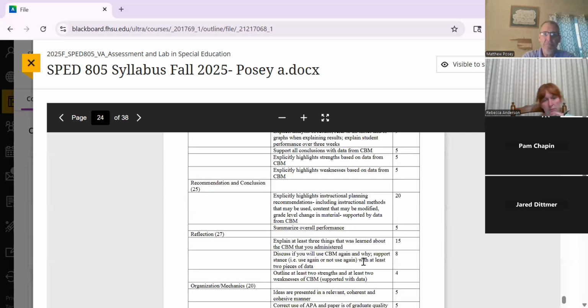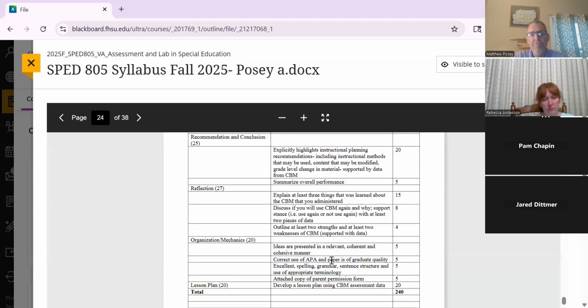Next section, again, you're familiar with it: recommendations and conclusions. You're going to highlight some instructional planning recommendations based on everything that you saw in the data. These recommendations could be methods that you're going to use in a classroom, or any modifications such as modifying the grade level content, and then just give a brief summary of their overall performance on the CBM probe.